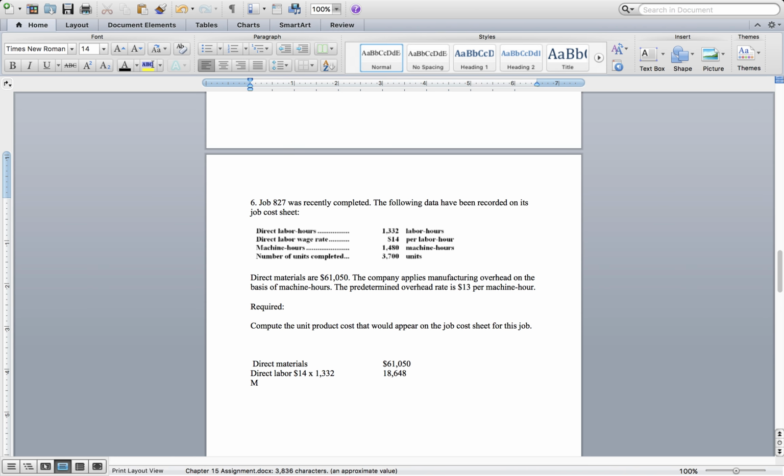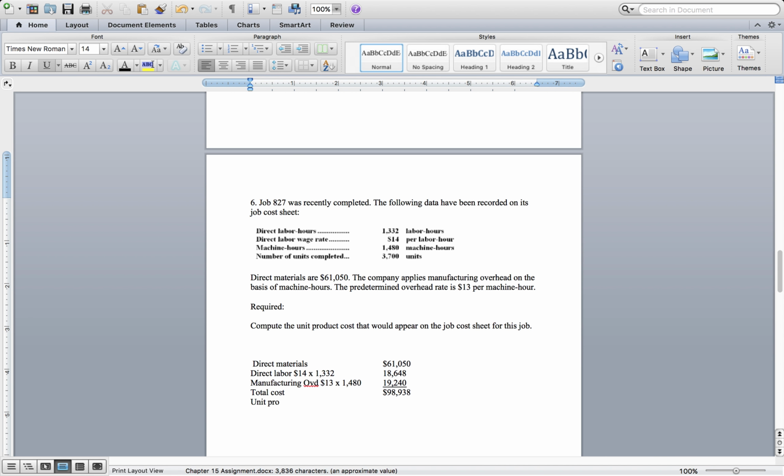And then the next thing you want to add is the manufacturing overhead, which is $13 per machine hour multiplied by 1,480 machine hours. So again, add all these up now. That'll be $19,240. Again, we add them up. Now we can get the total cost, which is $98,938.